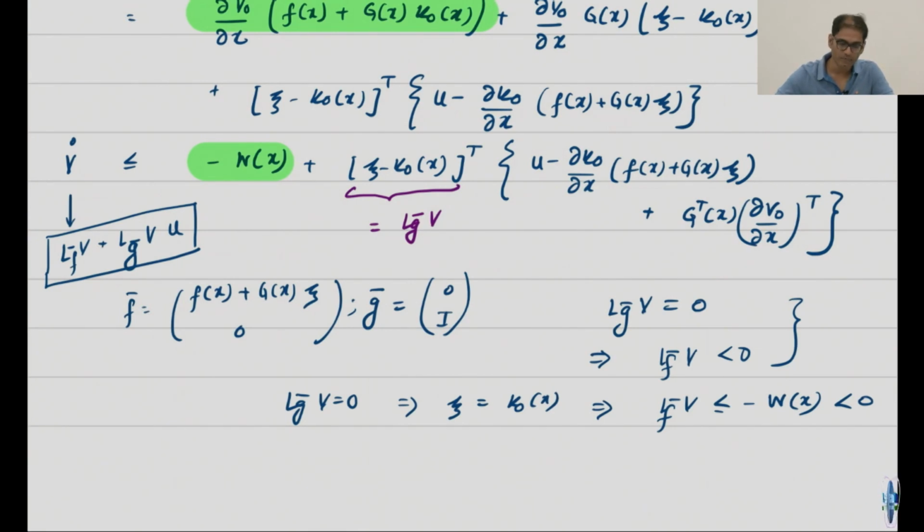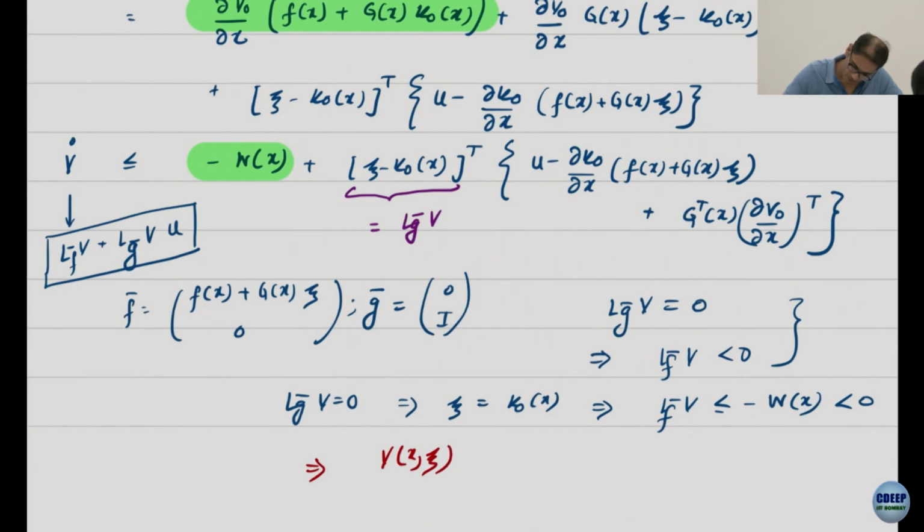All we see is that if the term multiplying the control is 0, then what happens to the terms that are not multiplying the control? So in this case, the term multiplying the control goes to 0, which means these terms also go away. The only thing that's left is this guy, and that is negative definite by assumption. W was positive definite, minus W is negative definite. And this is enough to claim that V(x, psi) is a CLF.